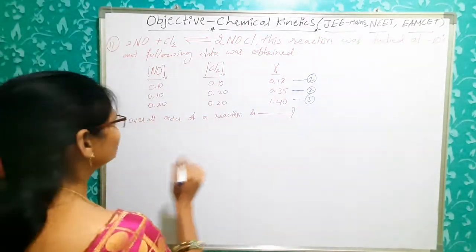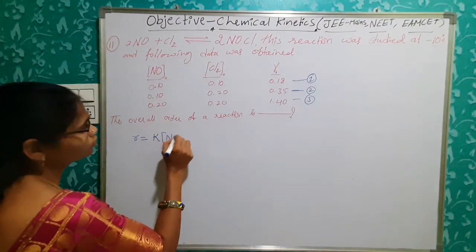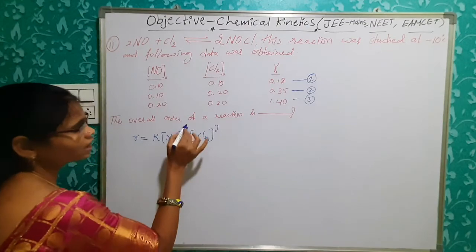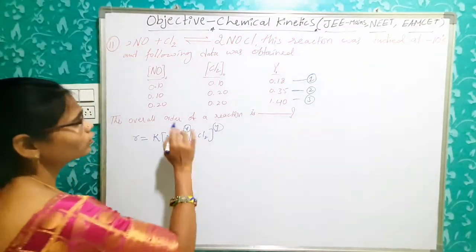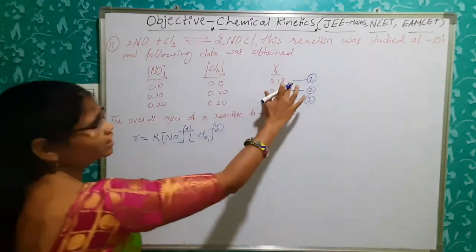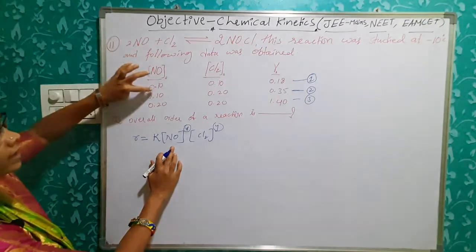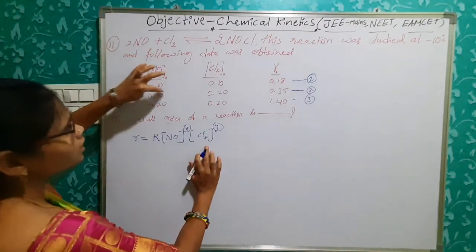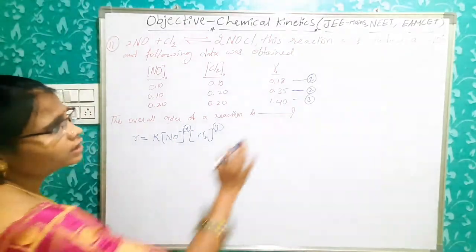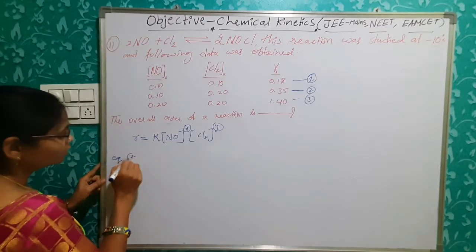Got it? Simply write down the rate law: R equals K into concentration of NO power X, concentration of Cl2 power Y. We have to calculate this X and Y, and the overall order of the reaction. Now see here, in equation 1, instead of concentration of NO we can write 0.10, instead of Cl2 0.10, instead of R 0.18. Clear, everybody? So for that, equation 2 divided by equation 1.